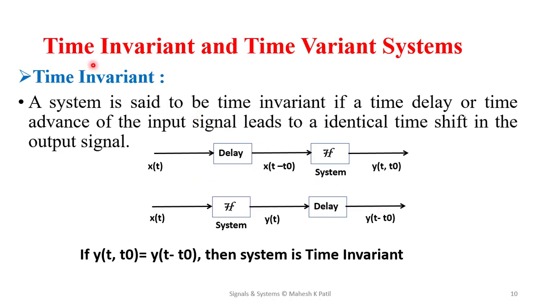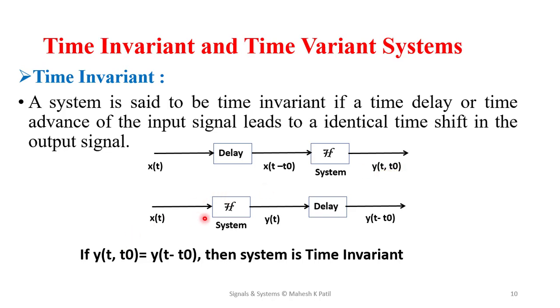Now we'll see the next, that is time invariant and time variant systems. A system is said to be time invariant if a time delay or time advance of the input signal leads to an identical time shift in the output signal. You can observe here, x of t is the input signal, and it is delayed by t0. So x of t is passed through the delay, then we get x of t minus t0, and it is applied to the system, and we get the output as y of t comma t0.